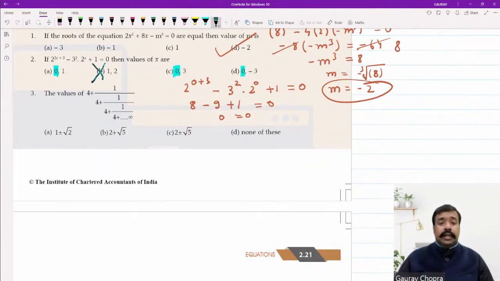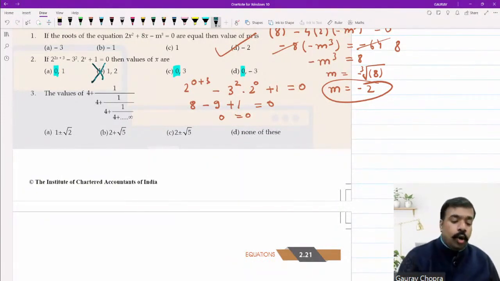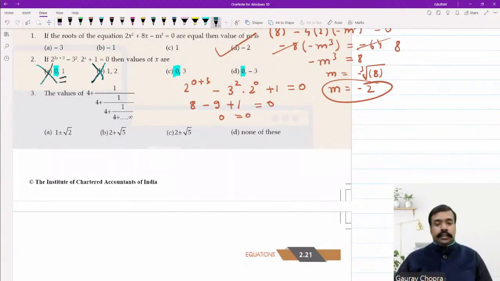So B is incorrect. If B is incorrect, that means 1 and 2 both are incorrect. Option A is having 1, so option A will be incorrect. Now we have to check option C as well as option D, and we can check which one is correct out of the two. Now we can substitute the value and check.